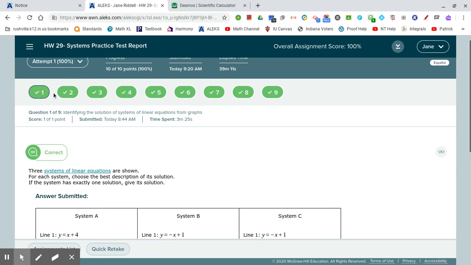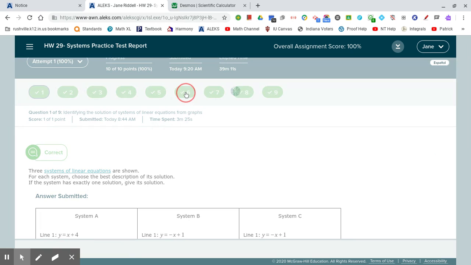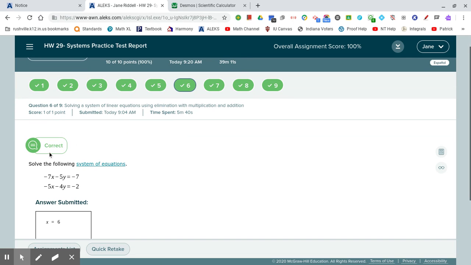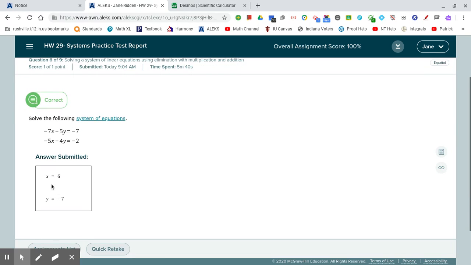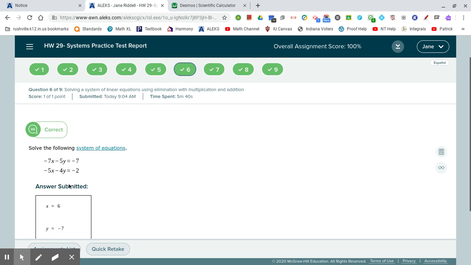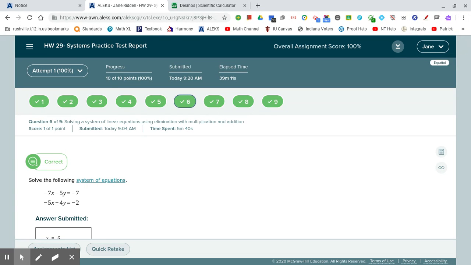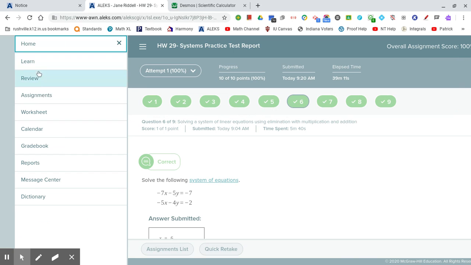So the report is going to take you back through, and it's going to show you what each of your questions were. And up here, if I would have missed one of these, it would have then made one of them be red. And then I could click on whatever the question it is that was red, and I could go through, and it would tell me what the original problem was. It would tell me what the answer is that I submitted. And then if I missed it, it should also tell me what the correct answer was.